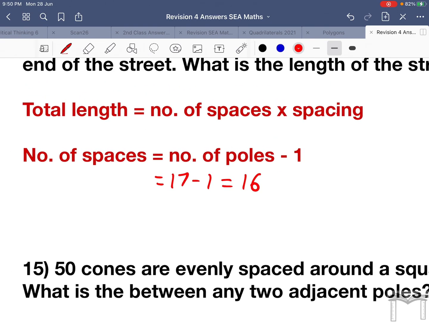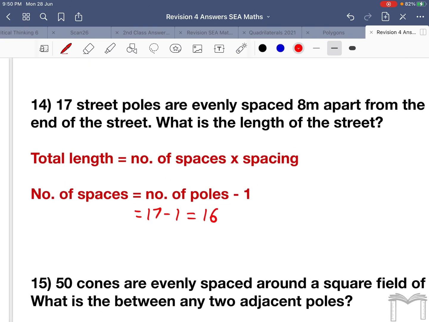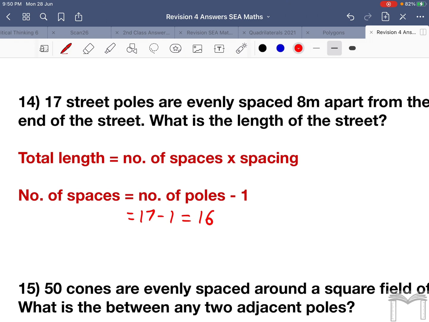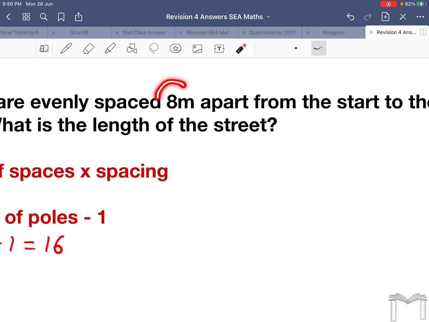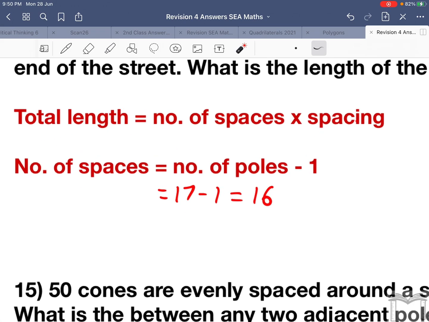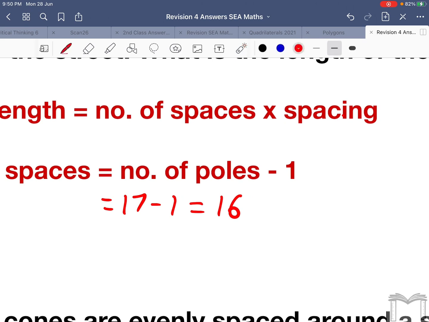And so now we can put that into the formula. So what is the spacing? The spacing is the distance between two adjacent poles. So the first and the second, third and fourth, etc. So the spacing was given to be 8 meters. So the number of spaces, 16, multiplied by the spacing, which is 8. And this will give us 128 meters.